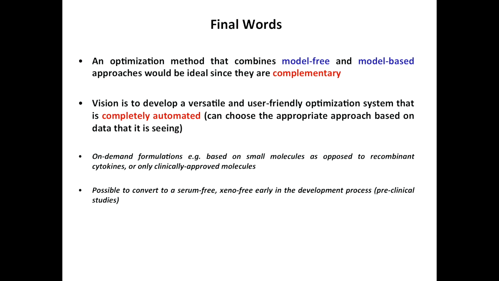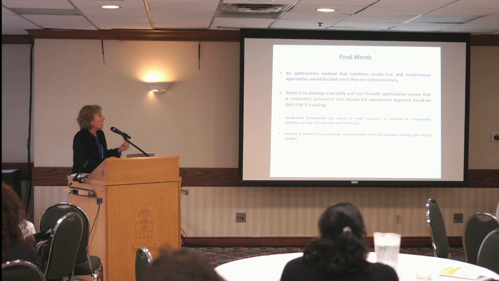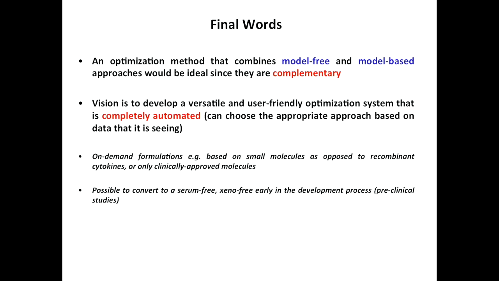Things that would be interesting to do with such a system are to obtain on-demand formulations based on small molecules as opposed to recombinant cytokines that are more costly, or focus on clinically approved molecules. Also, if we make it very easy to develop serum-free, xeno-free media, it would be easier to do that early in the developmental process instead of doing that later and repeating many experiments with a new media that's chemically defined.